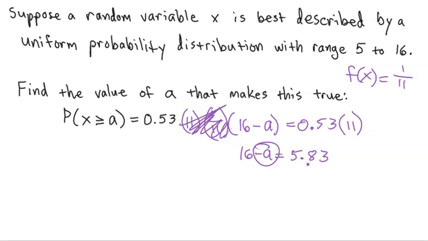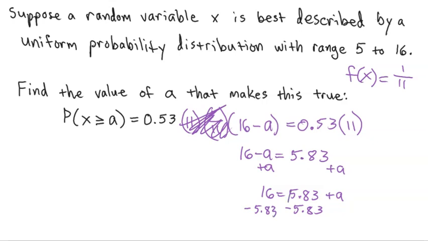Now we just have to do a little bit of algebra here, because this a is negative and we don't want a to be negative. One way of doing that is simply to add a to both sides, and now we have 16 equals 5.83 plus a, and now we'll subtract 5.83 from both sides.